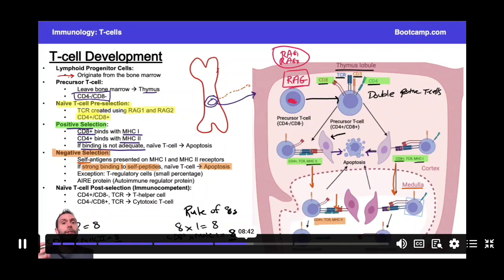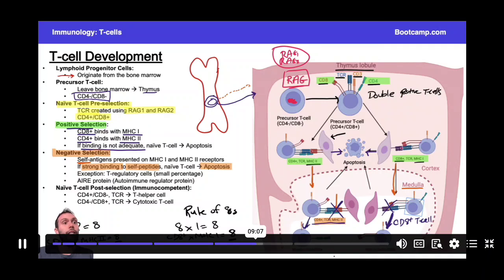Now, the T cells that do not bind will go on to form mature cells. So this is the example of the CD4 positive T cell, and this is the example of the CD8 positive T cell. In both situations, if there's no binding, then we go on to have a matured T cell. Once we complete negative selection, we have a matured T cell.